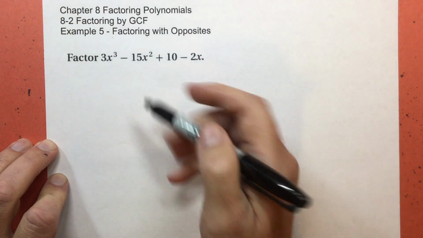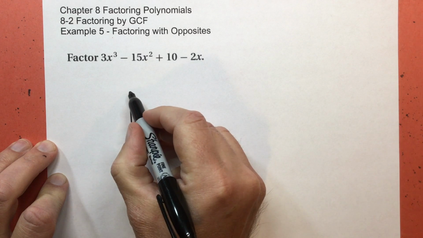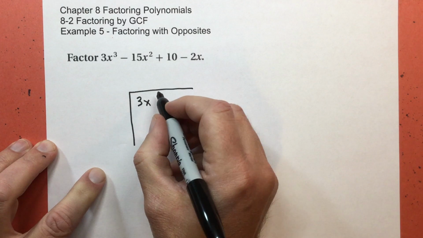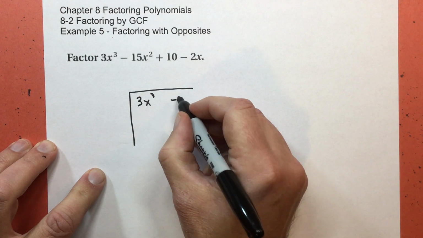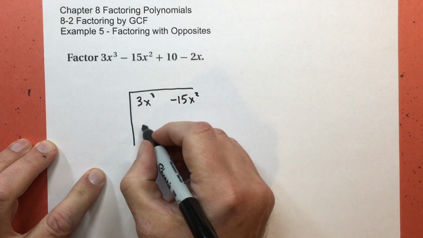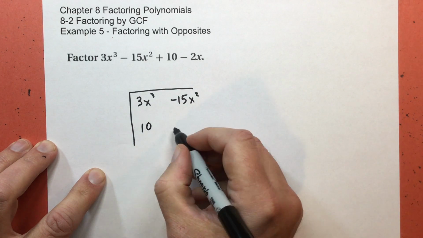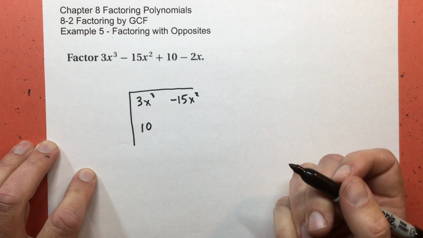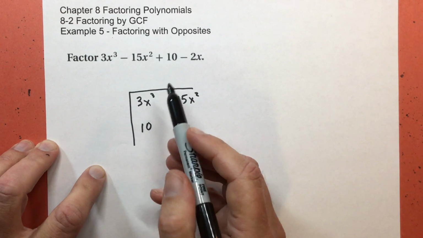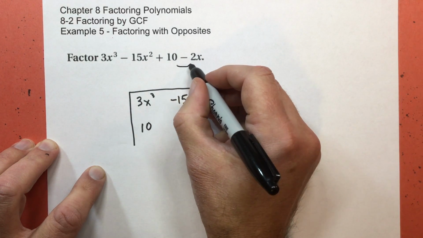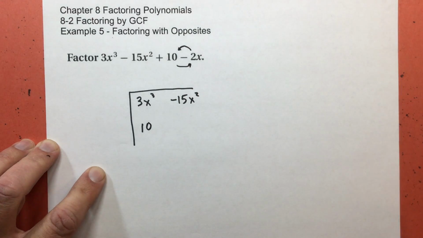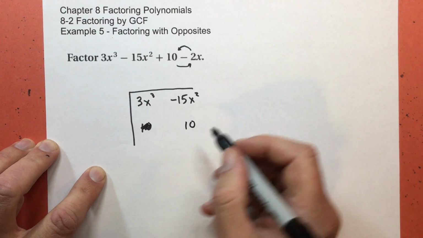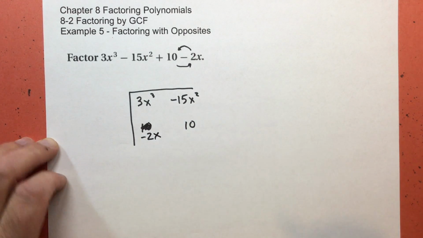So let's start off by using my box again. And again, this will work if I do what we call the distribution method. Now, I already messed up. Sorry. I told you in the previous video to always put these in standard form, and I forgot. I just started writing it down without even looking. So I'm going to put the 10 over here and the negative 2x right here.